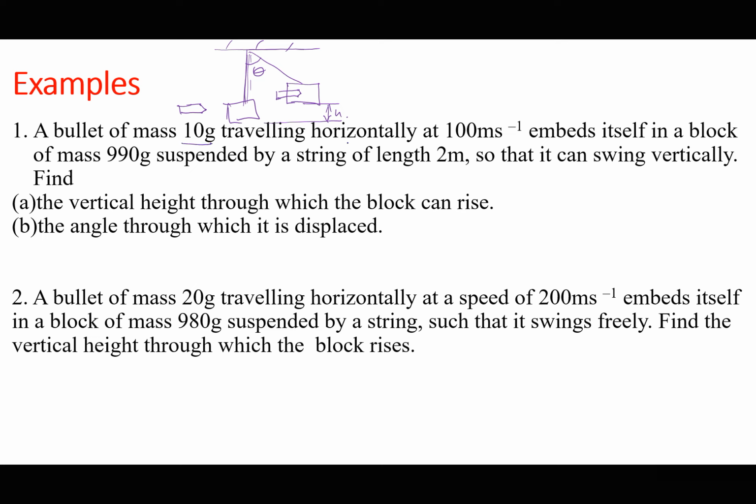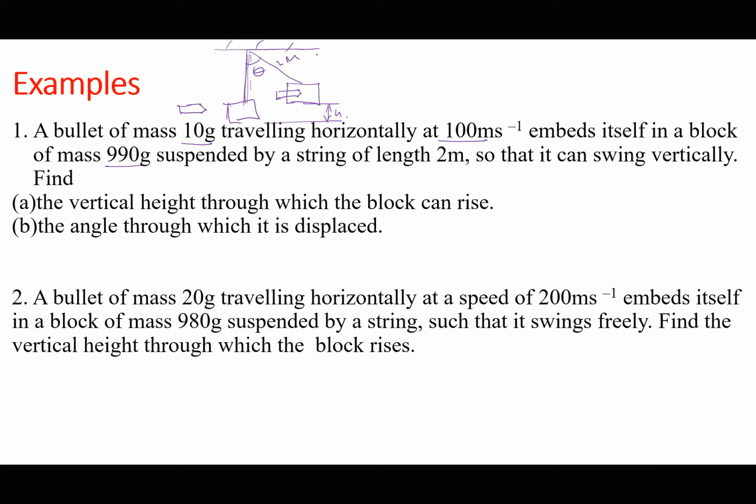So we have 10 grams for the bullet at 100 meters per second, which embeds itself in the block of 990 grams suspended by a string of length 2 meters. So L is 2 meters, so that it swings vertically. Find the vertical height through which the block can rise.